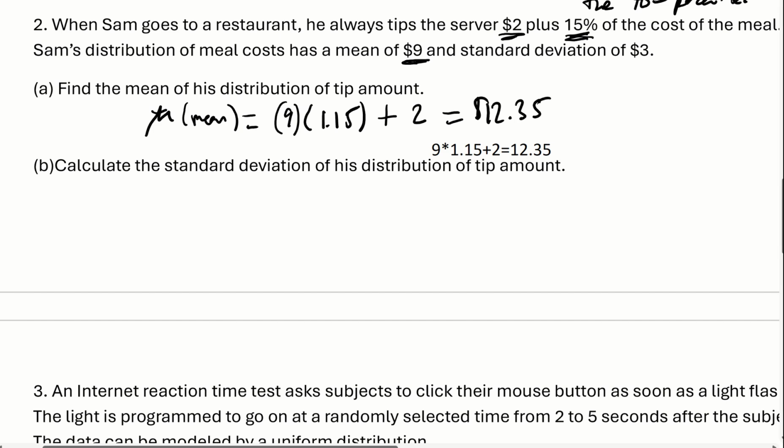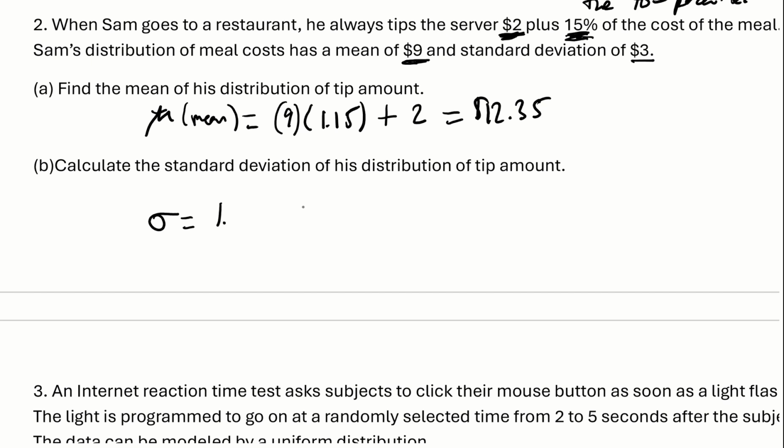Okay, so that's the mean of the new distribution. And then we're going to do the standard deviation of the new distribution. It says standard deviation was $3. Now, the standard deviation is variability. Variability is affected by multiplication and division, but it's not affected by addition or subtraction. So we're not going to actually add the $2 into it. We're just going to do the multiplication part, okay?